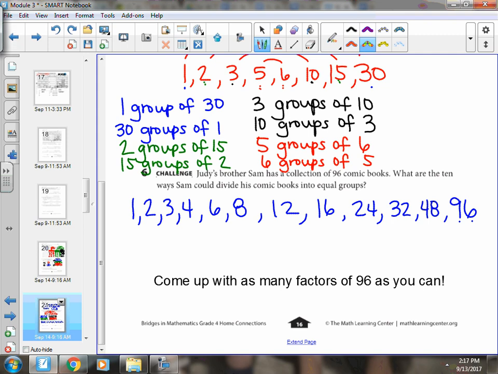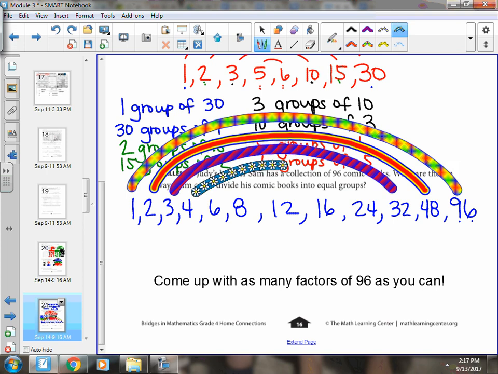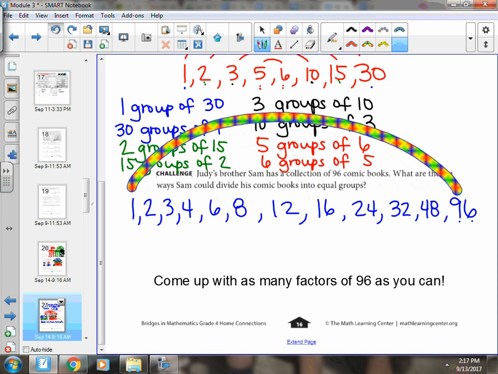Okay. 1 times 96. 2 times 48. 3 times 32. 4 times 24. 6 times 16. And 8 times 12. All factors of 96. Okay, somewhere under the rainbow, factors fly. To get a product, they're the numbers that we multiply. So these are all the ways that you could make 96.